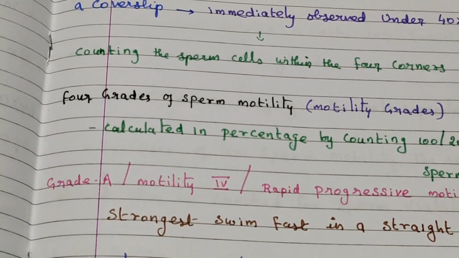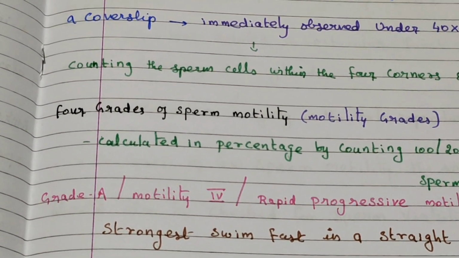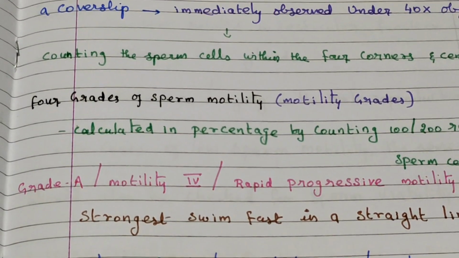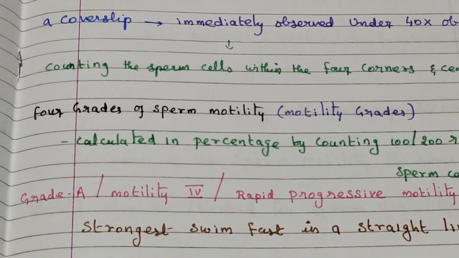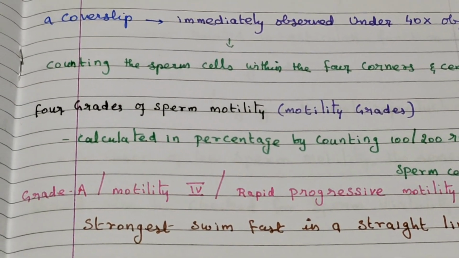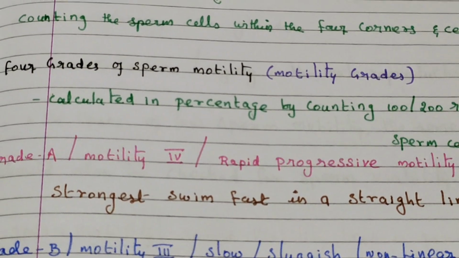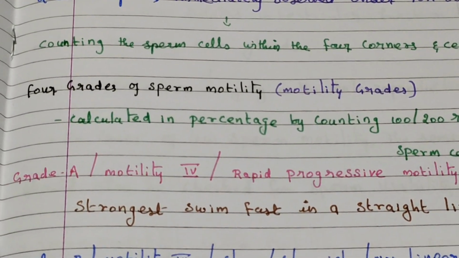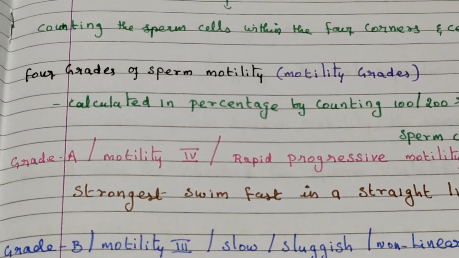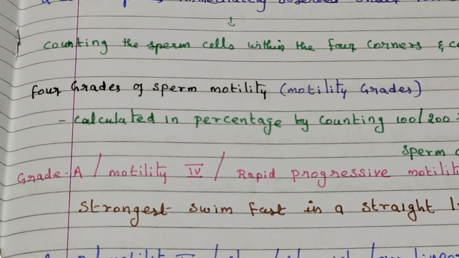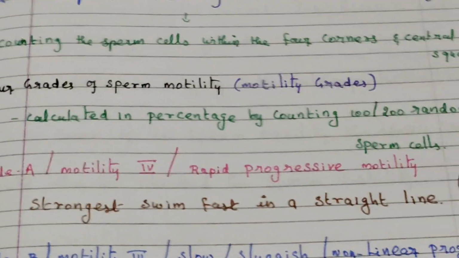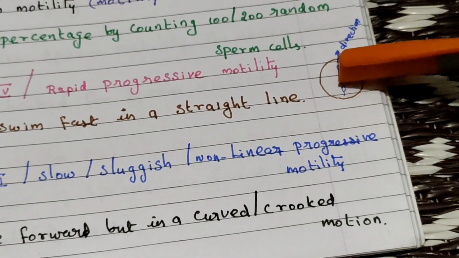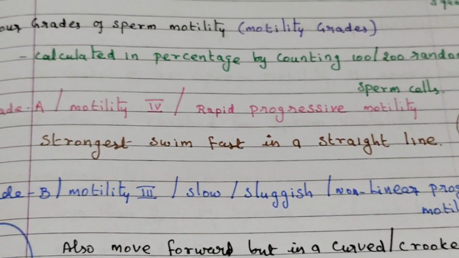Based on the extent of motility, human sperm are divided into 4 grades, also known as motility grades. The various grades of motility are calculated in terms of percentage by counting 100 or 200 random sperm cells. Grade A, or motility 4: sperm cells have rapid progressive motility. Grade A has rapid motility, and these are the strongest ones, swimming fast in a straight line. See here, suppose a sperm is presented while we are focusing, it can move forward in this direction. This one is grade A.